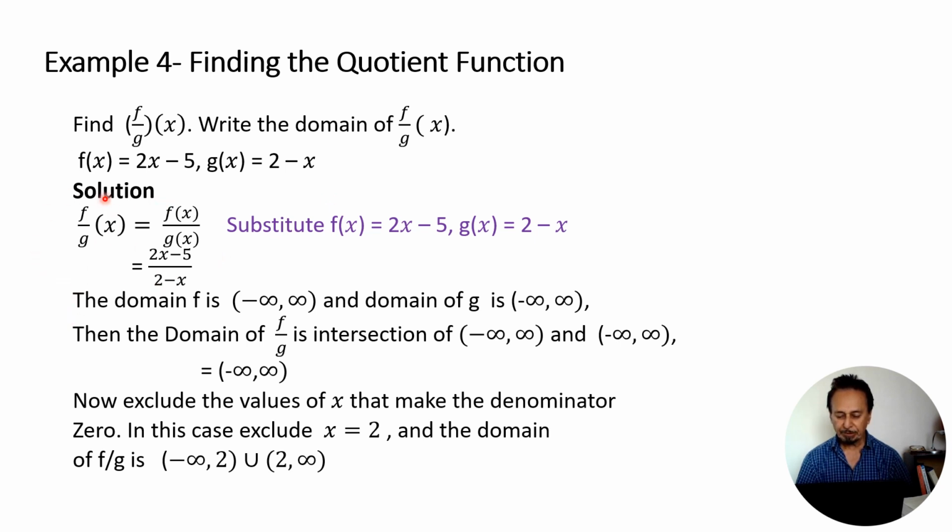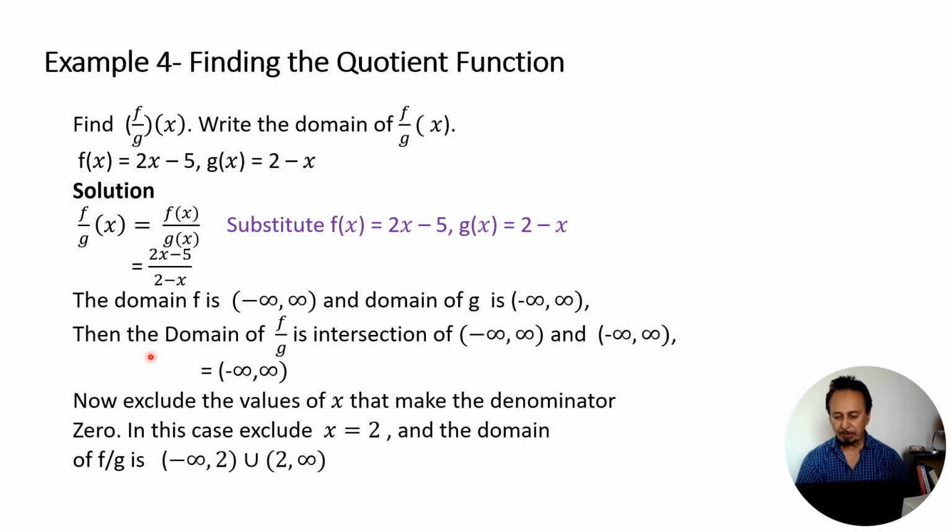So we start with f over g defined over x, and by definition it's simply f of x divided by g of x. So we substitute f of x equal to 2x minus 5 and g of x equal to 2 minus x. Nothing to simplify, so the answer to f over g defined over x is 2x minus 5 over 2 minus x.